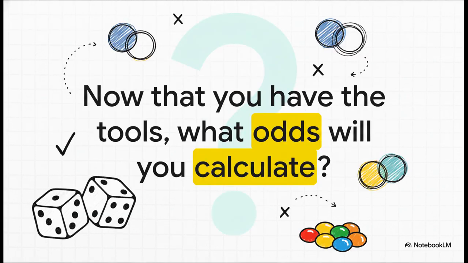Look, this stuff isn't just for dice and candy and exams. It's a whole new way of looking at the world. So the final question I'm going to leave you with is this. Now that you have these tools, now that you can map out possibilities and find clever shortcuts, what are the odds you're going to start calculating in your own life?